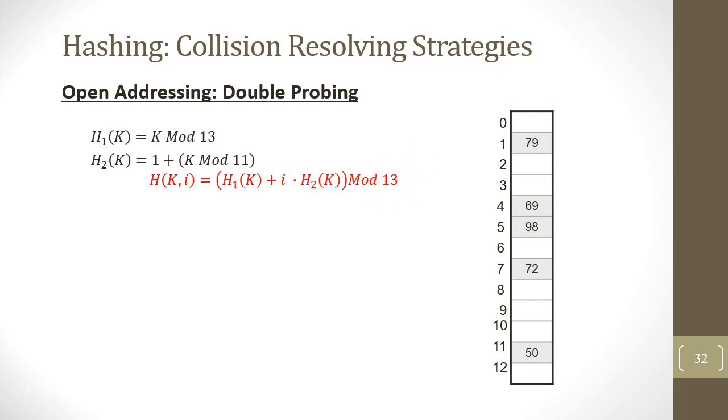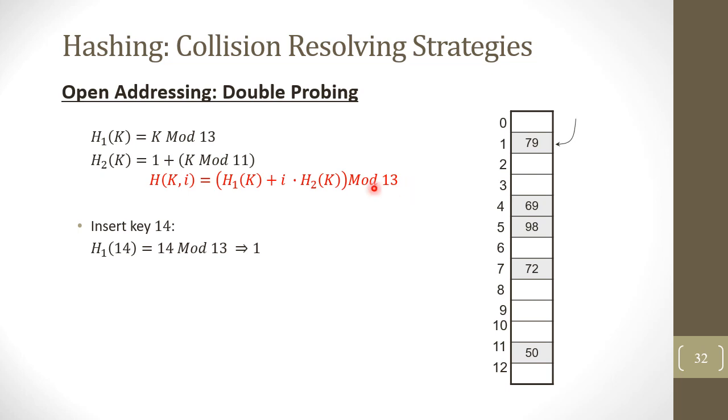So we have this table in which a few numbers have already been inserted. Now we want to insert the key 14. As a 0th probe, we will use the first hash function and plug in the 14 here. So 14 mod 13 is 1. 1 is already occupied, so we'll have to find or probe another location.